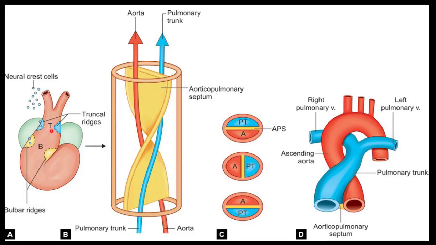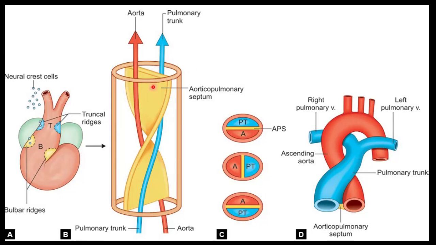conotruncal septation. Now, you form two ridges, a truncal ridge and a bulbar ridge. The mesenchyme which forms those ridges is of neural crest origin. Now, the way that septum forms, the conotruncal septum or the aorticopulmonary septum, you can see it is spiral. Okay, it is spiral. So you need it to be spiral, and for that reason, that is why the great vessels which take origin from the ventricles spiral on each other.